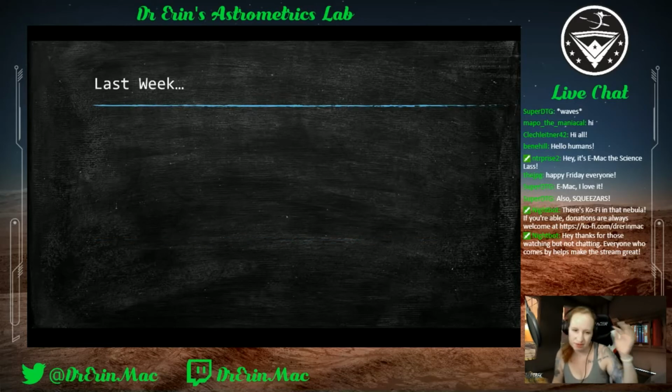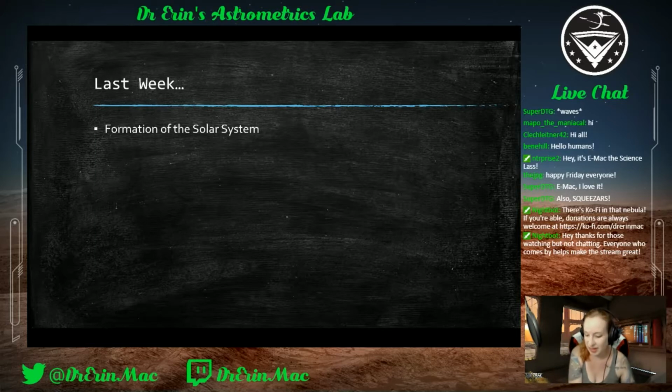Two weeks ago, because I had to take a week off, we talked about the formation of the solar system. Basically, our solar system formed from a cloud of dust and gas. As it started to form, little dust particles coalesced, ran into each other, got a little bit bigger, and increased their gravity, so more stuff crashed into them, and you get a snowball effect.